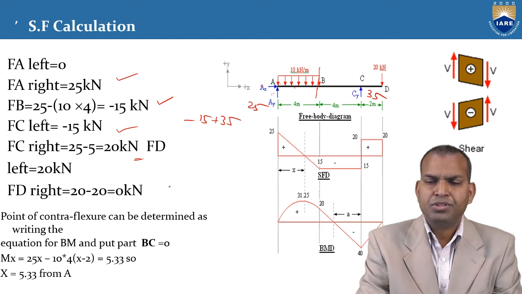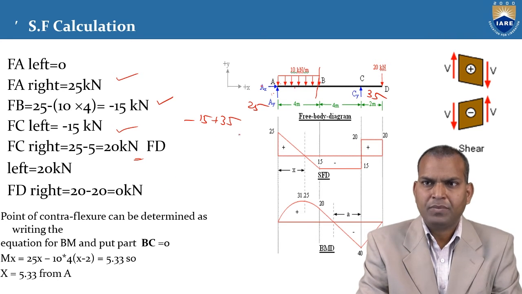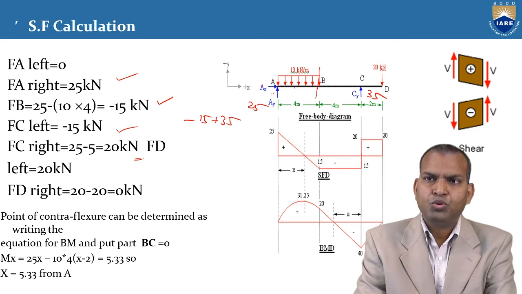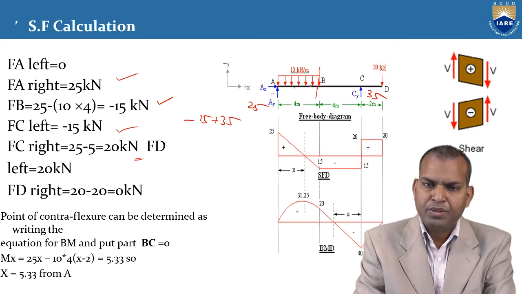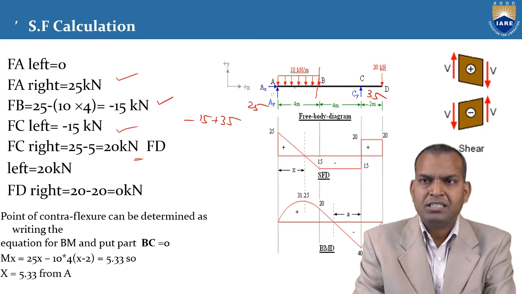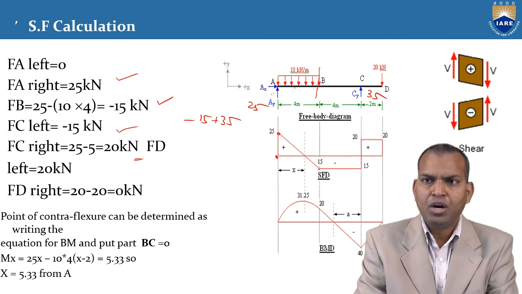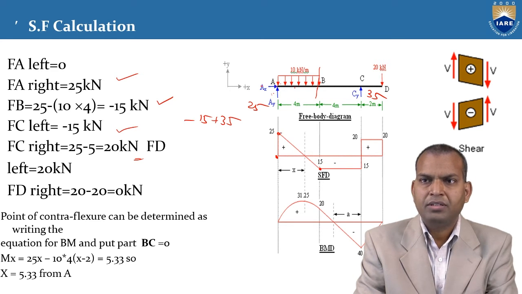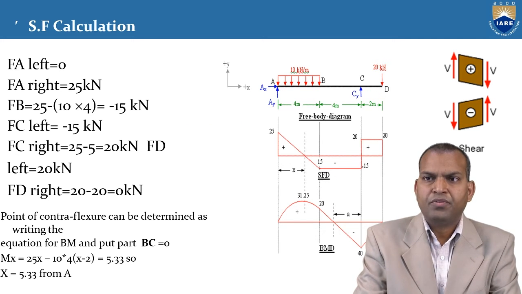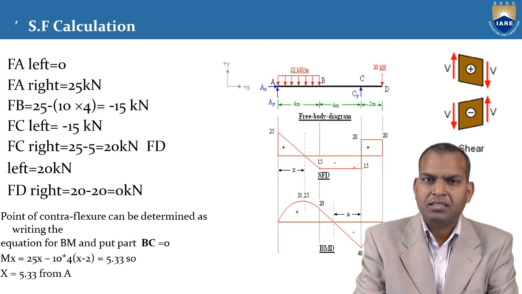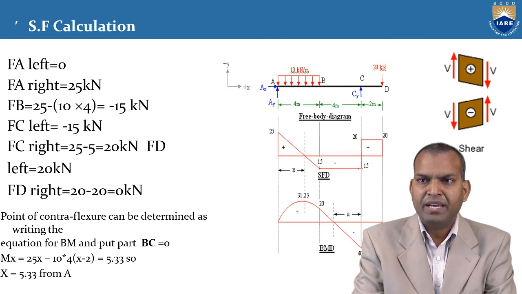How to draw the shear force diagram using these values? Let us begin. Where the UDL is acting on the beam, the shear force changes linearly. So at point A it is plus 25, at point B minus 15. That means from A to B it is linearly decreasing. Then minus 15 is constant up to point C.